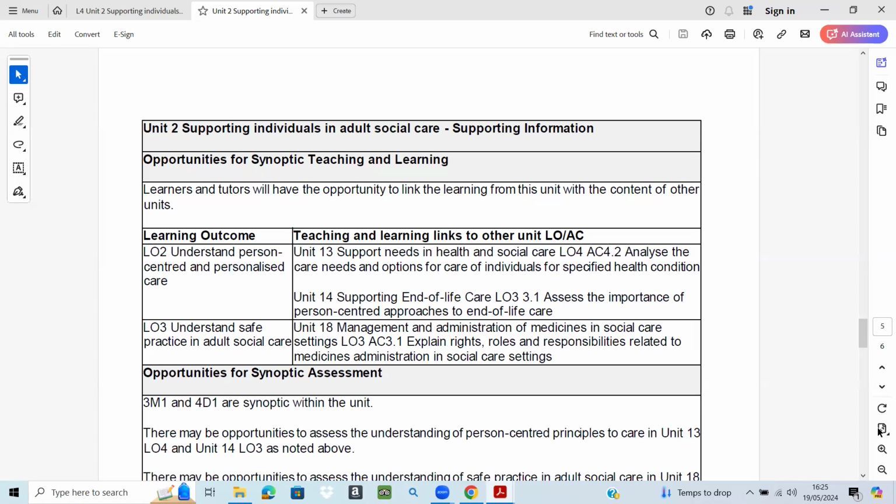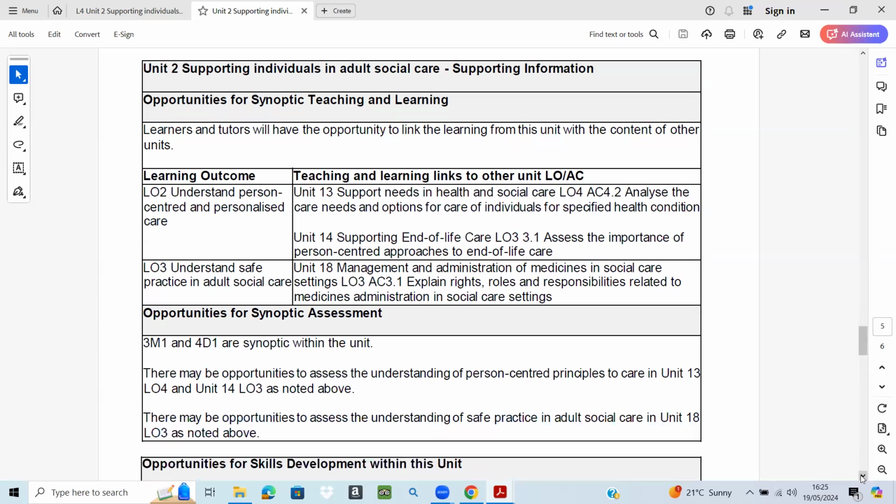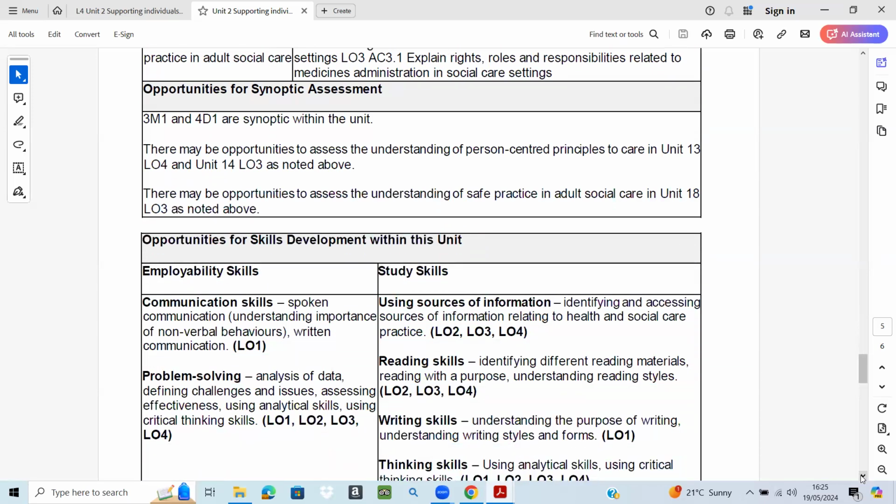Okay. So again, these all are linked with unit 13. This learning outcome 2 is linked with unit 13, learning outcome 4 and assessment 4.2. It is also linked with unit 14. This learning outcome 3 is related with unit 18 as well. So this is just for information purposes that it's related with these units as well.